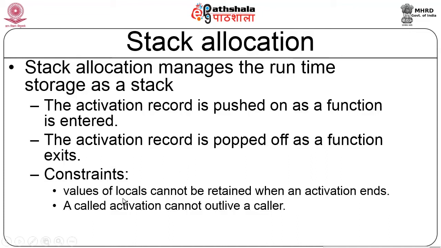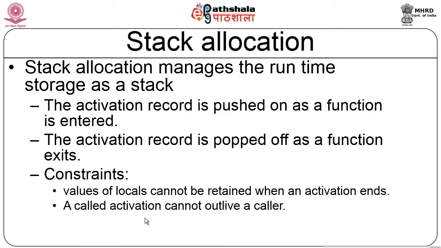So the constraints here are that values of locals cannot be retained when an activation ends. This is called a dangling problem, where you might be referring to a location in the caller where the callee would have already terminated. Once the callee is terminated, the caller cannot access the callee's information. With stack allocation, a called activation cannot outlive a caller. So the callee has to die before the caller dies.